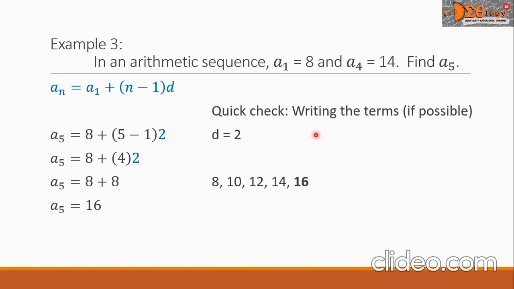Just a quick check. Let us write the terms of the given sequence. Knowing that our d, the common difference, is 2, we may start with the first term 8 as given in the problem. Then 8 plus d, that is equal to 10. This is the second term. 10 plus 2 is 12. 12 plus 2 is 14. This is the fourth term that is given in the problem. And the fifth term, 14 plus 2 is 16. So this a sub 5 equals 16 is our final answer.